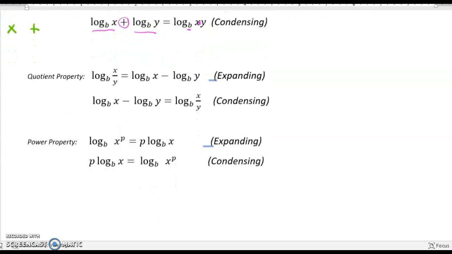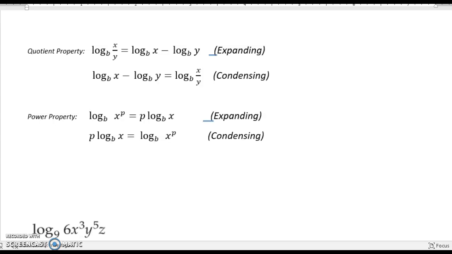So if adding and multiplying are associated, then what do you think dividing would be? Dividing and subtracting are associated with each other. So if I had log base b of x divided by y, and I wanted to expand it and separate it into two separate logarithms, both base b, I would have log base b of x minus log base b of y. And the one that you subtract is the one that is in the denominator.